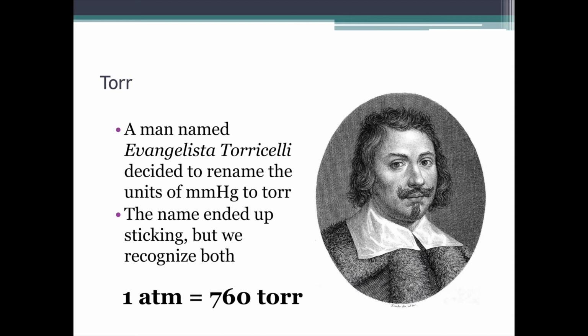Now, torr is an interesting story. There was a scientist named Evangelista Torricelli. He decided to rename the units of millimeters of mercury to torr in honor of himself. And the name ended up sticking, so we actually recognize both, and that's why the number is the same. It was just renamed in honor of this chemist. So 1 atmosphere is also 760 torr.